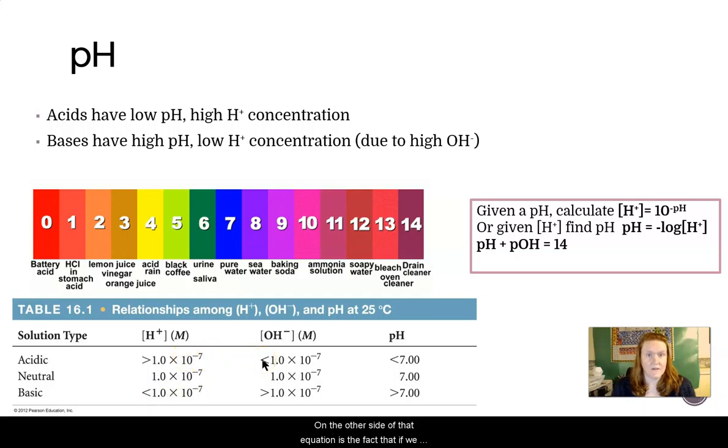On the other side of that equation is the fact that if we have a really high concentration of hydrogen ion, that means your hydroxide ion is going to be low, right? So they're like trading off places. When it's neutral, they're equal. When it's basic, you have low H plus but high hydroxide ion, okay?